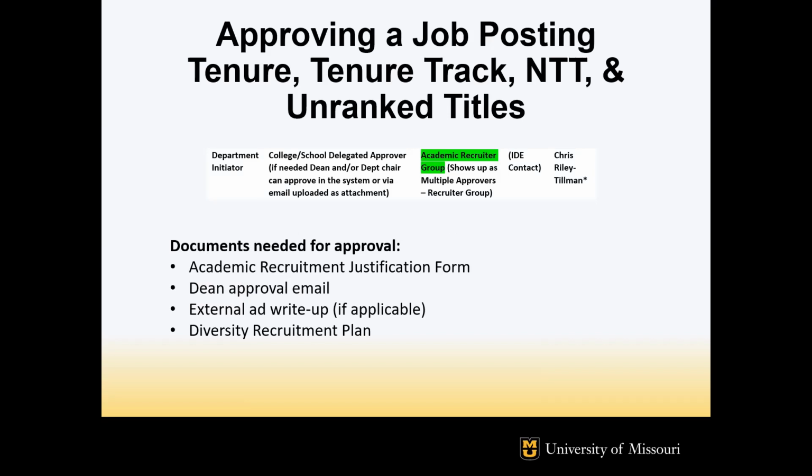This is the chain flow for all tenure, tenure track, NTT, and unranked titles for all but School of Medicine hires and all abridged hires. Please note, School of Medicine hires have a different order for NTT and unranked titles. The hiring manager is the department initiator. Then it should go to your college or school delegated approver, which is usually your division HR or fiscal officer. Then it goes to HRS. Where it says academic recruiter group, that is me. It shows up as multiple approvers, recruiter group. That's me. You don't need to add my name separately from that. That will go to me directly.